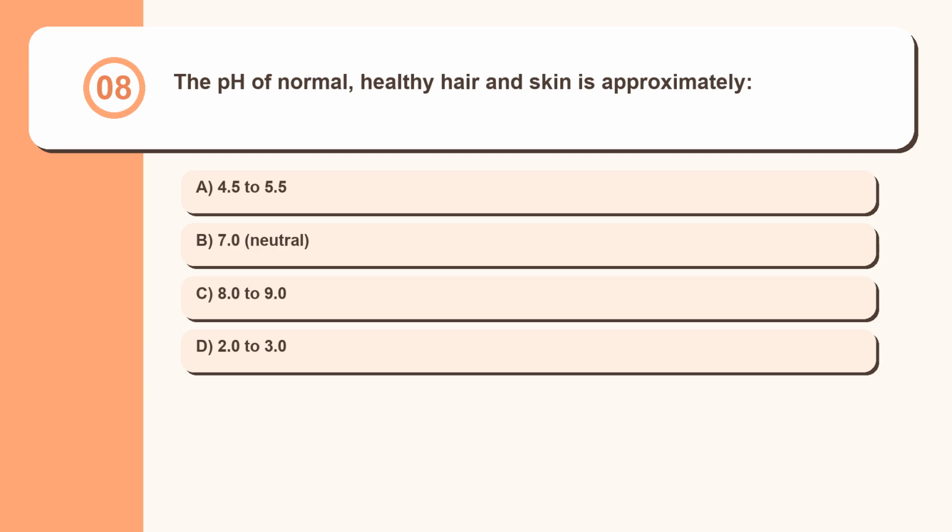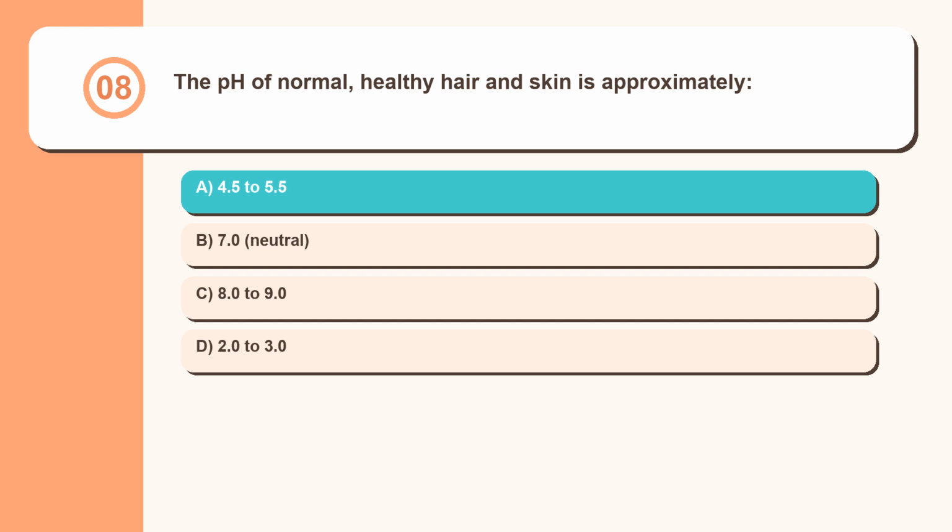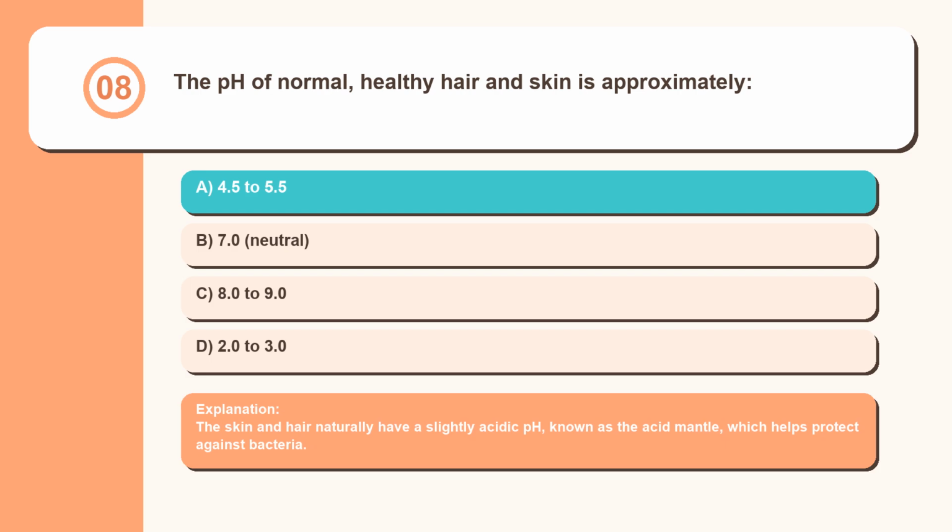Question 8. The pH of normal, healthy hair and skin is approximately 4.5 to 5.5, 7.0, neutral, 8.0 to 9.0, 2.0 to 3.0. The skin and hair naturally have a slightly acidic pH, known as the acid mantle, which helps protect against bacteria.